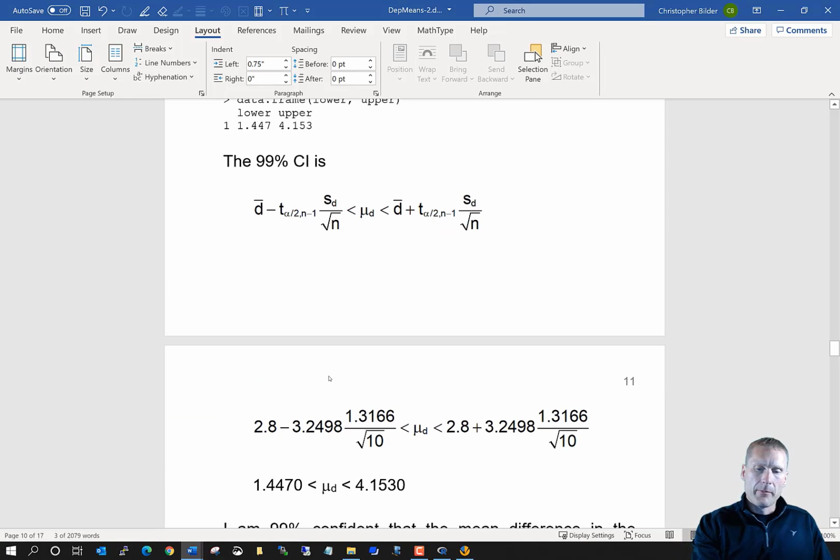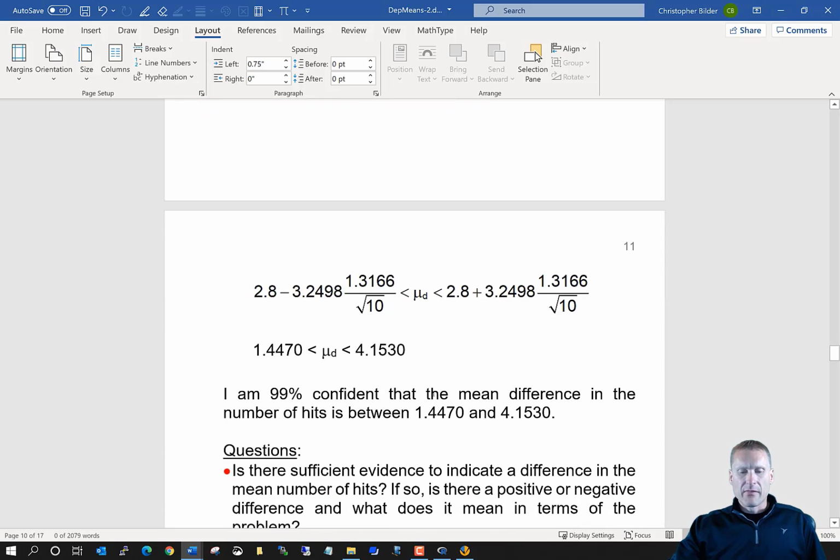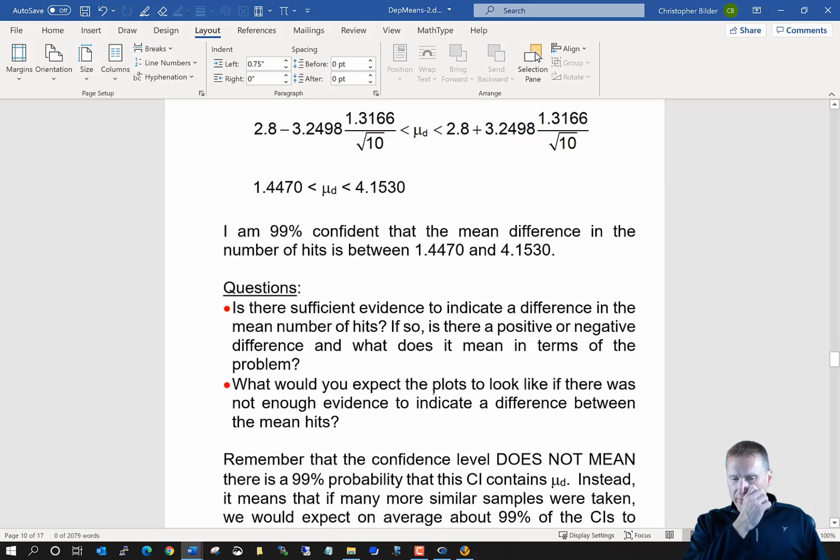Here is my confidence interval. I also show here in the notes how you can plug in the corresponding numerical values into the appropriate part of the equation for the confidence interval. Please note on a test, I might ask you to do that just to verify that you can actually do it outside of R if you really had to. It's fairly simple in the end. And so here's my confidence interval. I am 99% confident that the mean difference in the number of hits is between 1.45 and 4.15.